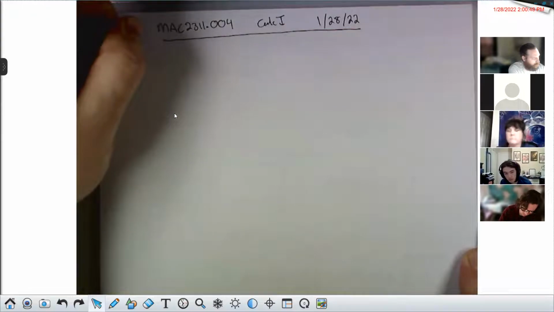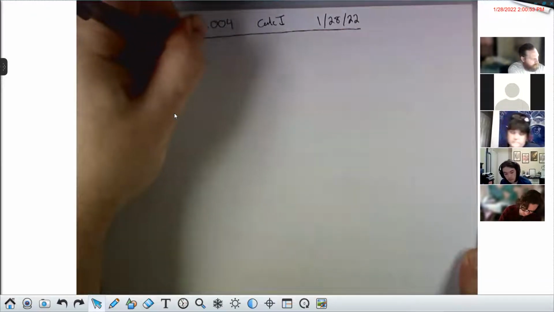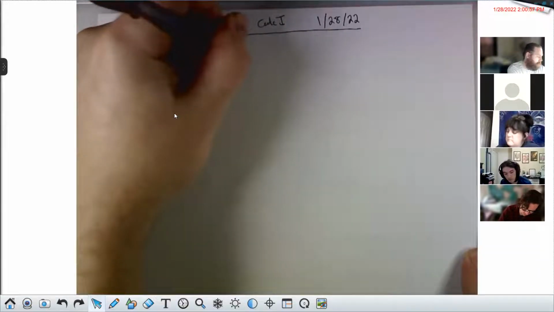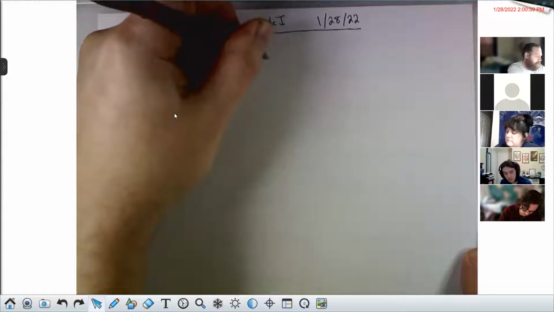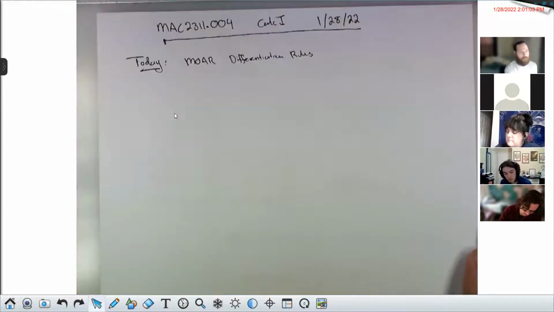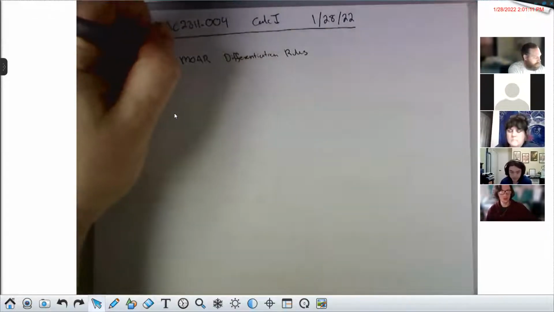Today, a little more practice with the differentiation rules. Right, the derivatives of exponentials, power functions, products, quotients thereof. So more 3.1, 3.2 stuff.